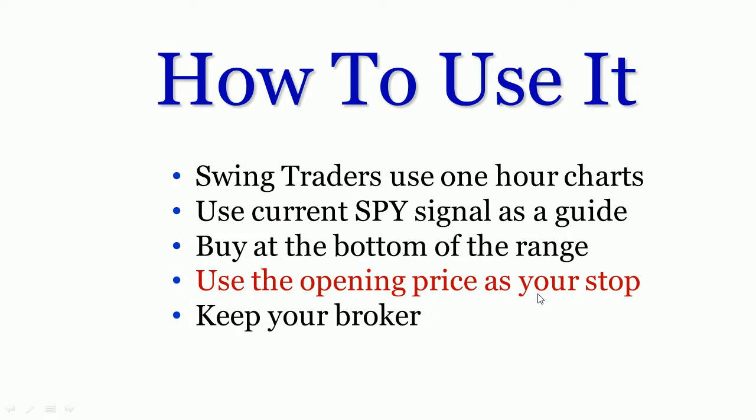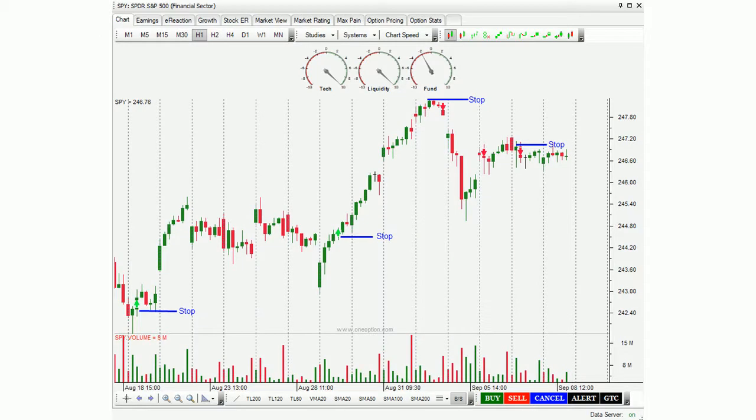Use the opening price as your stop. These signals, when they come out, the stock or the SPY in this case is going to want to run. So right here is the opening price of the buy signal bar. That's our stop. If you get a close below that stop line right there, that opening price, you should be out of the trade. Same thing here.